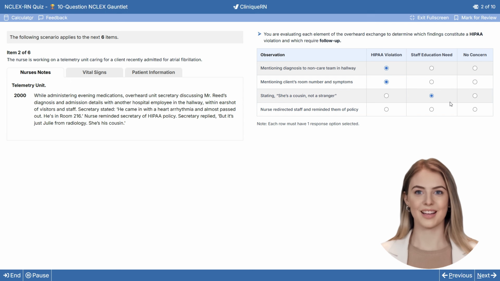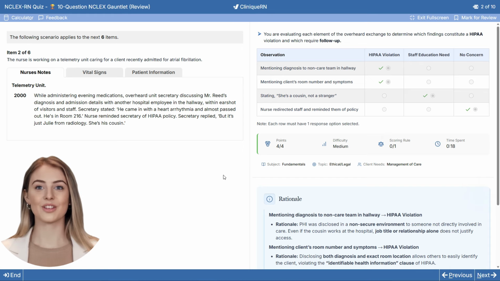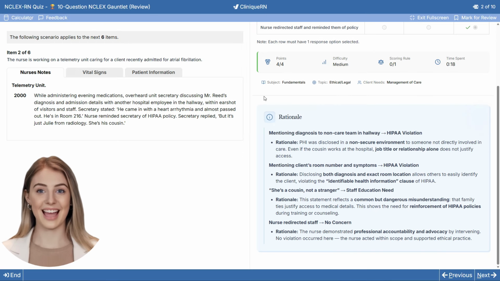Oh, row 4. Nurse redirected staff and reminded them of the policy. Last one. The nurse immediately stepped in and reminded her coworker of HIPAA policy. HIPAA violation, education, or no concern? Correct answer, no concern. Now the rationale. The nurse acted professionally and ethically by intervening. Exactly what should happen in real life. No breach here, just accountability in action.